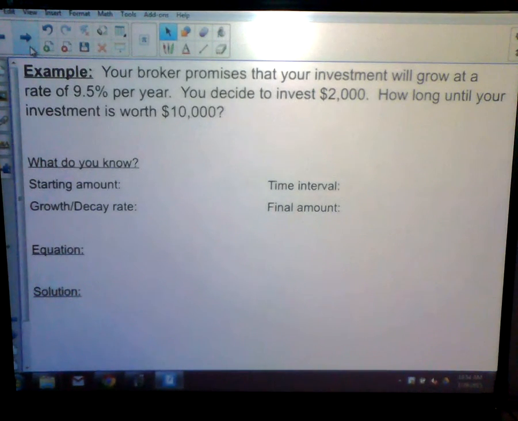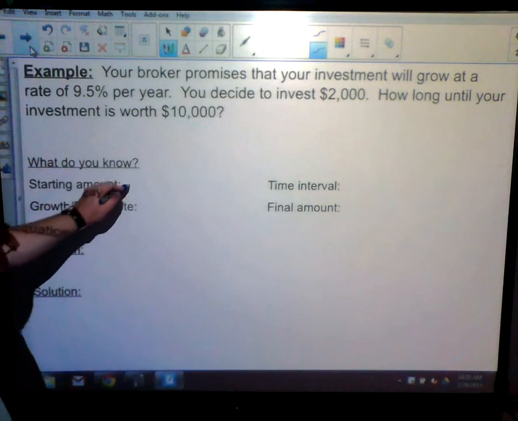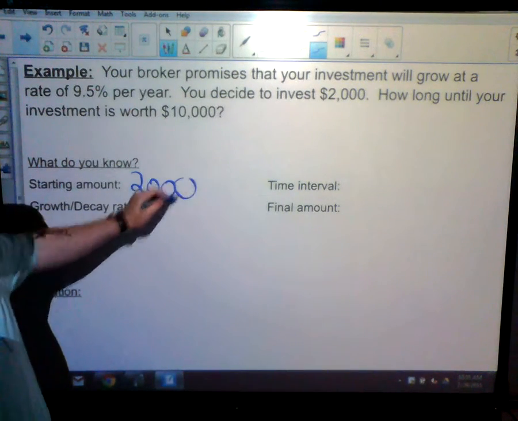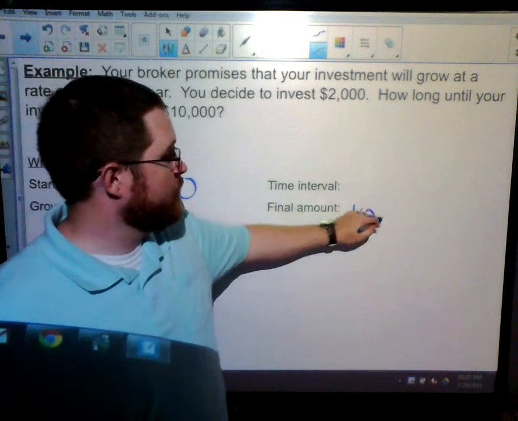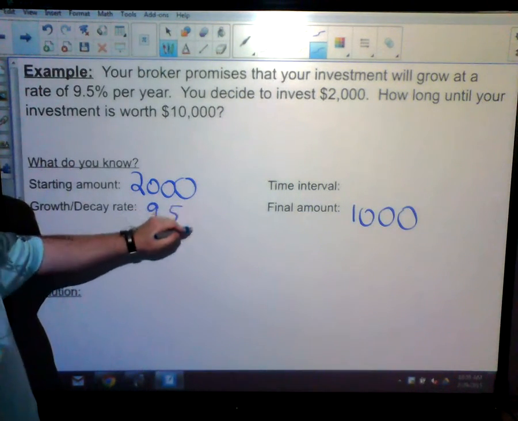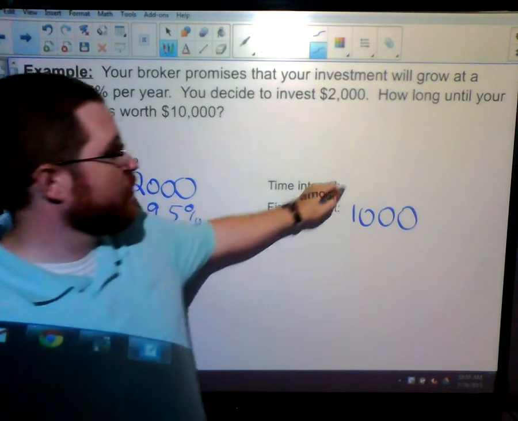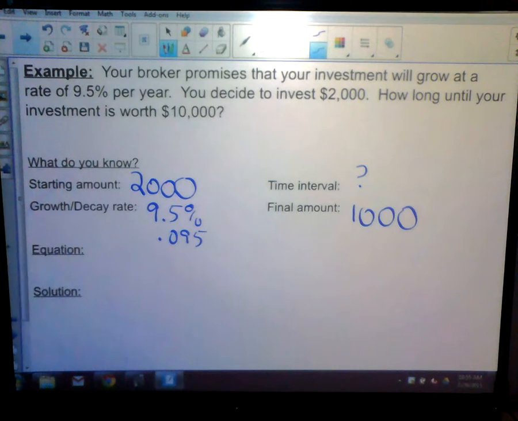Your bank or your broker promises that your investment will grow at a rate of 9.5% per year. You decide to invest $2,000. How long until your investment is worth $10,000? This one's different. Start with $2,000. End with $10,000. You're growing at 9.5% or 0.095, but you don't know how long the time interval is.